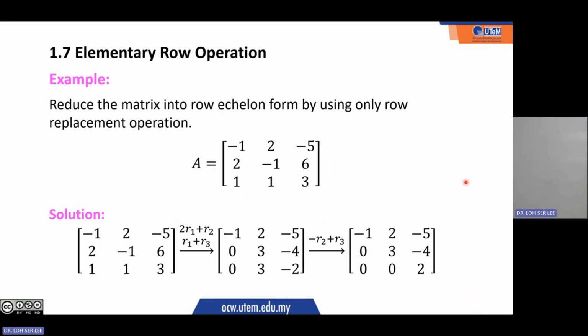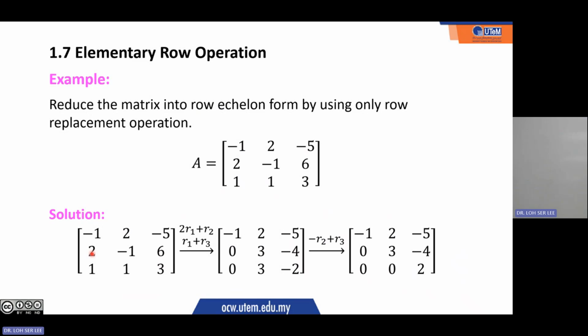Okay, then we look at one example. Reduce the matrix into row echelon form by using only row replacement operation. Okay, we use only row replacement operation, Ri plus Rj. This is the given matrix here. So this is the pivot.